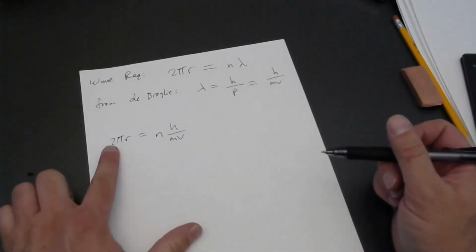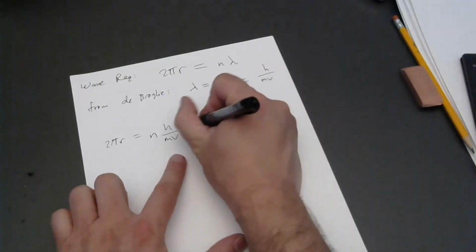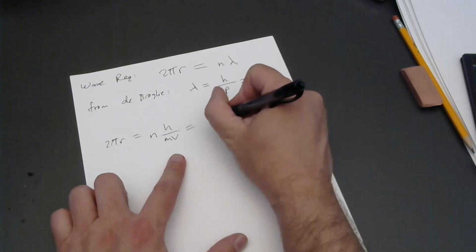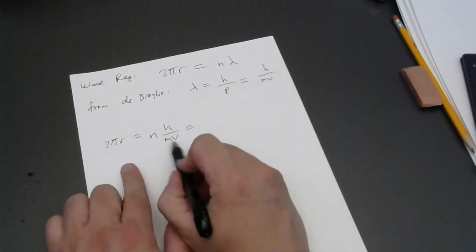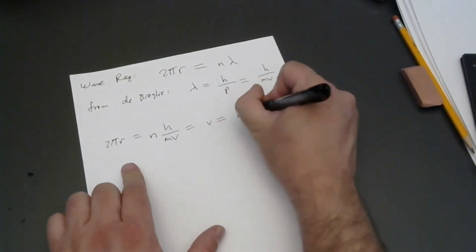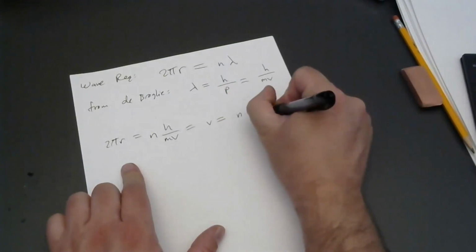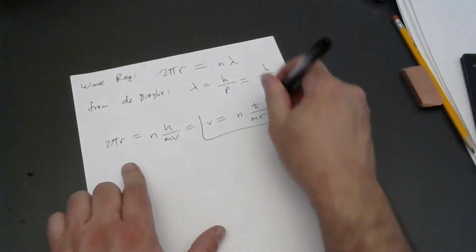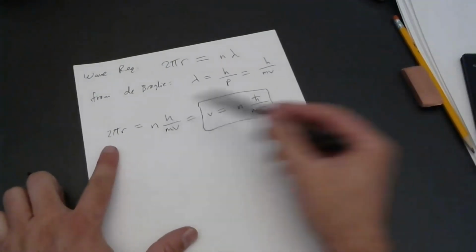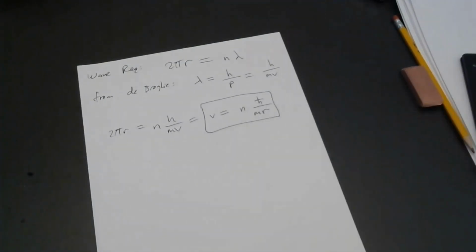So what I'm going to do is take the 2 pi, put it over here, and then rewrite h over 2 pi as h bar, and I've got this requirement. Should I do it that way? I can also swap v and r. I think I'll do that. So v is equal to n times h bar over m r. Let me put a box around that. All I did was move some stuff around and absorb the 2 pi into h bar. So this is our first restriction on how speed and radius relate.